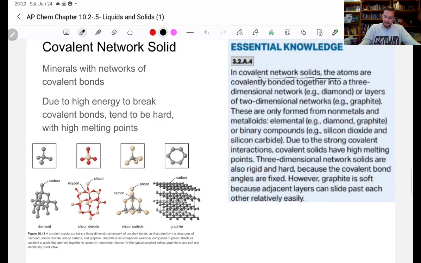In covalent network solids, the atoms are covalently bonded together into a three-dimensional network, or layers of two-dimensional networks. A three-dimensional network would be diamond. Two-dimensional networks would be like graphite. Graphite is like in pencils.